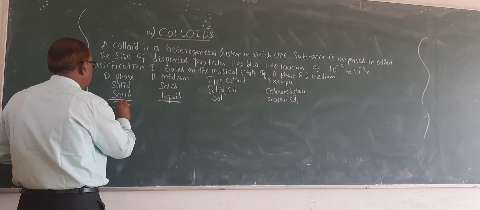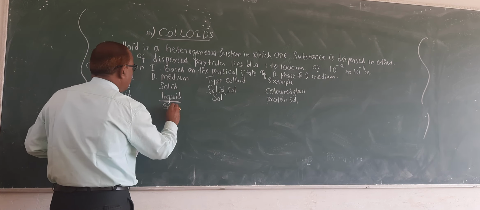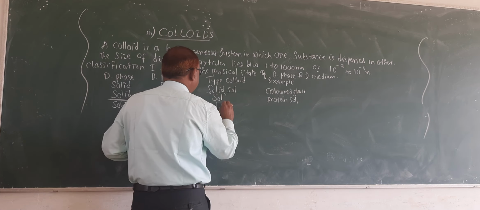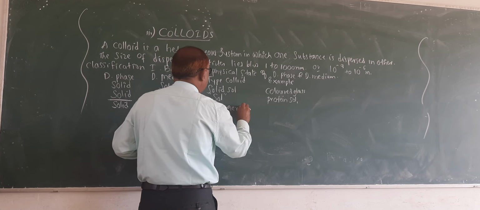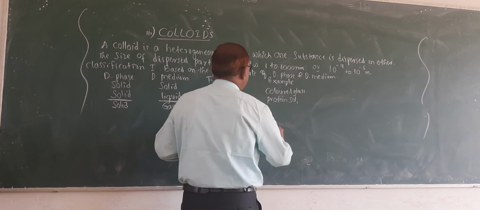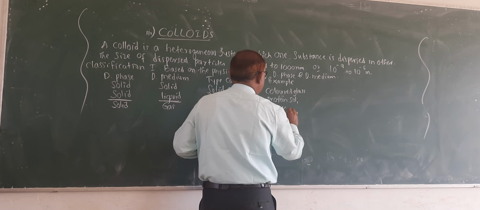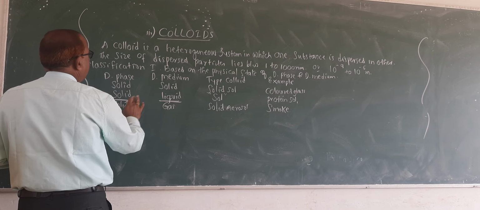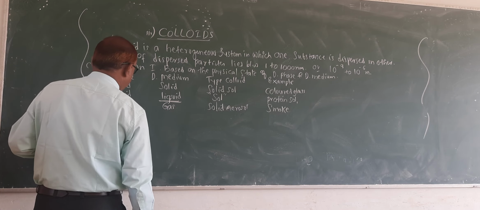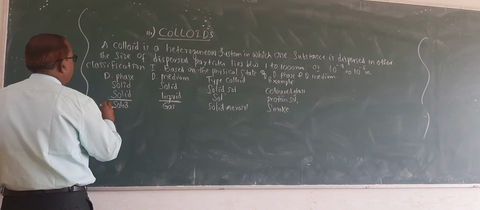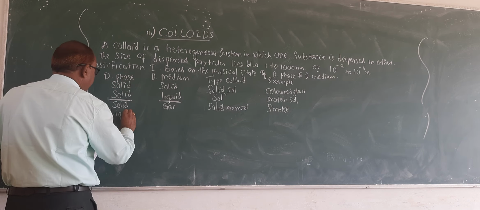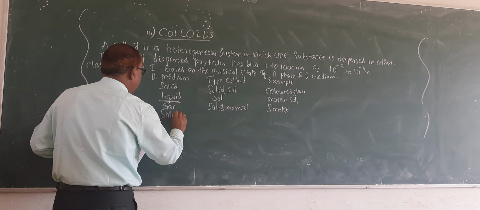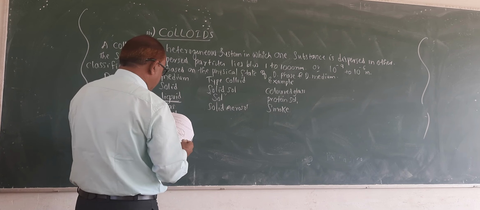If the dispersed phase is a solid and the dispersion medium is a gas, it is called a solid aerosol. For example, smoke, dust, etc. Now solid is common, we are going to change solid, liquid, gas. Okay, this is sub number 1. Next comes the liquid. If the dispersed phase is a liquid and the dispersion medium is a solid, then it is called a gel.